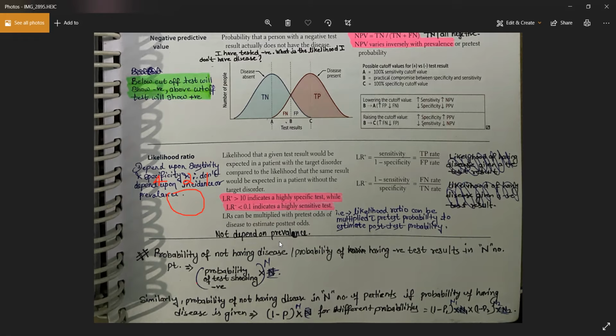For confounding and lead and length time bias, I will discuss this tomorrow also with a separate slide. Okay, I will prepare more detailed questions for them so that you can have a better understanding of these topics.